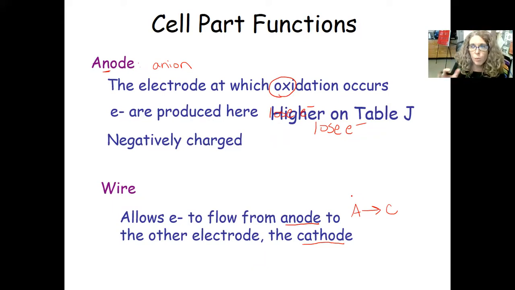So now the mobile electrons in the wire, right? Because wire is usually made out of metal. And I'm going to throw some review in here, right? Metals on our left side of the periodic table have those mobile electrons that allow electricity. It allows those electrons to flow through.